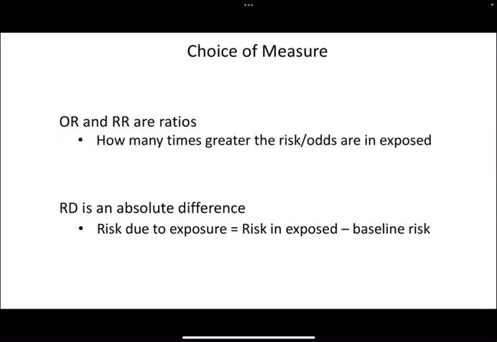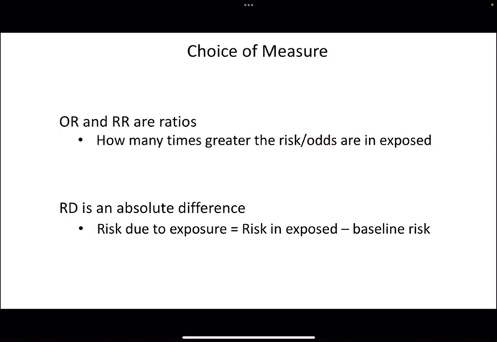So now, deciding whether you're going to use a ratio one, like the odds ratio or the relative risk, or an absolute difference, like a risk difference, there's a few things we need to consider. They're basically representing completely different things. A ratio is looking at how many times greater the risk or odds is in the exposed, while the risk difference is an absolute increase in risk from being exposed.